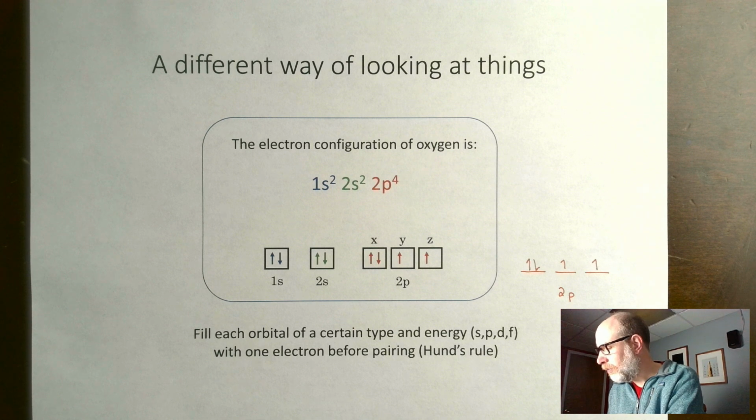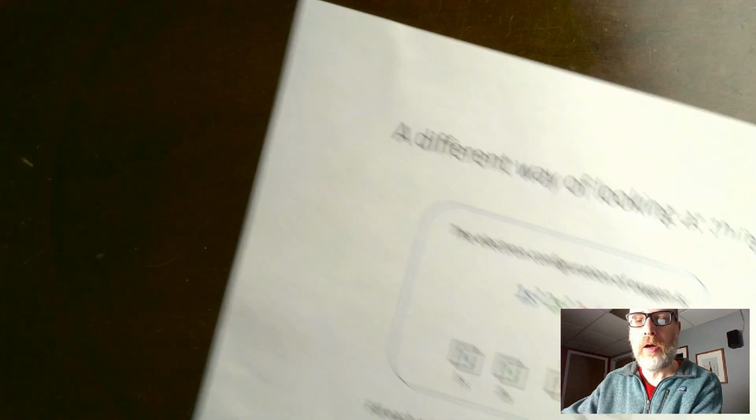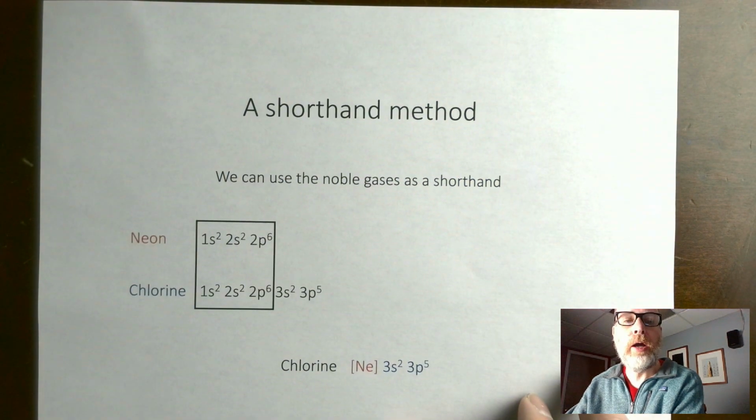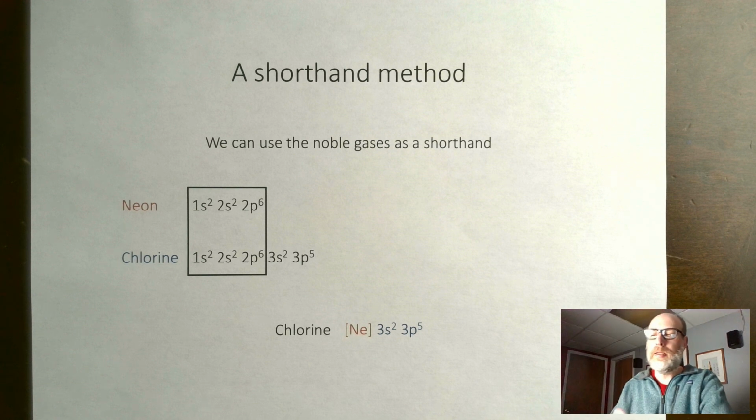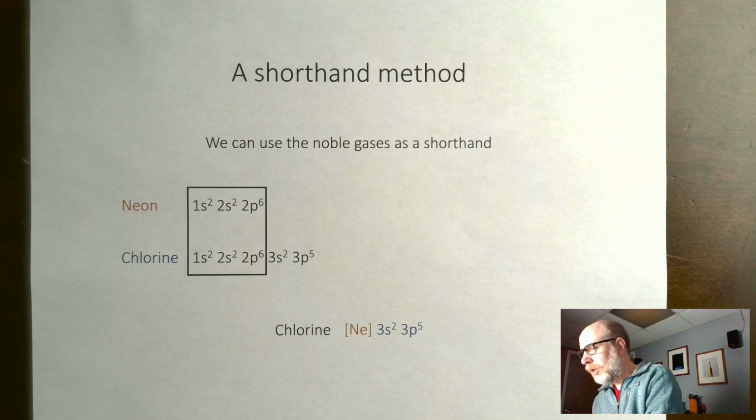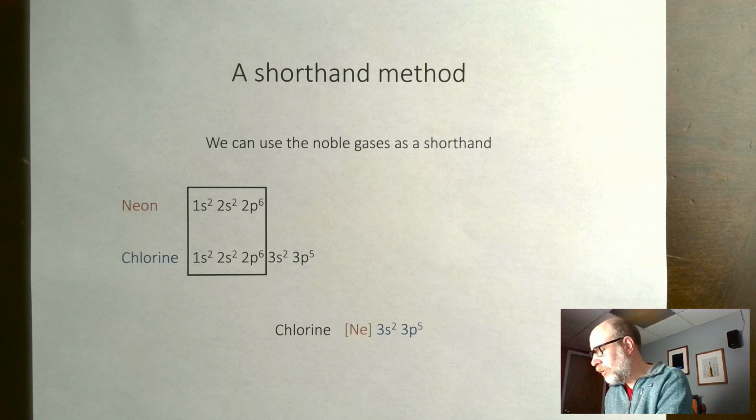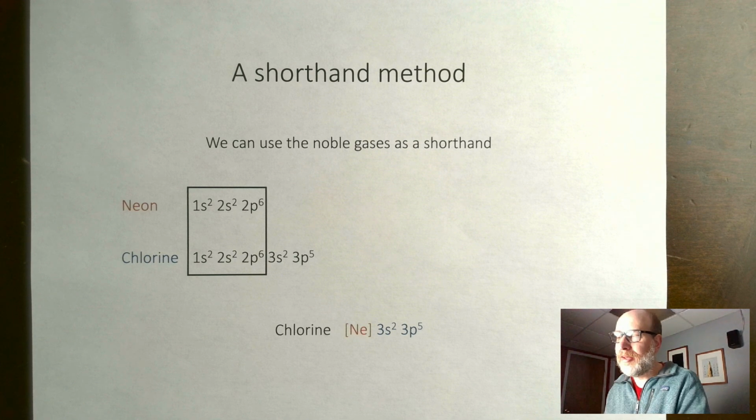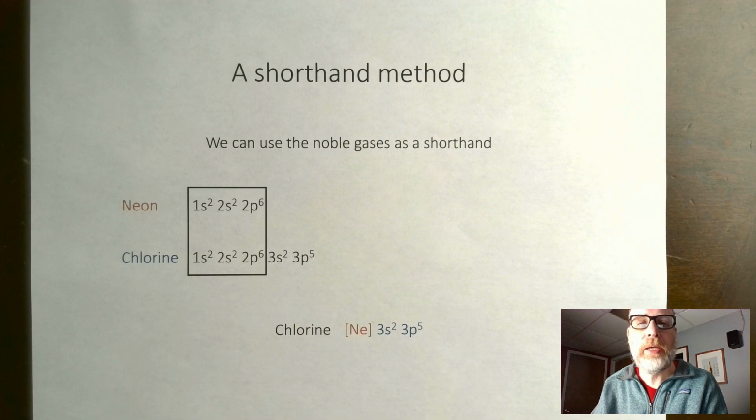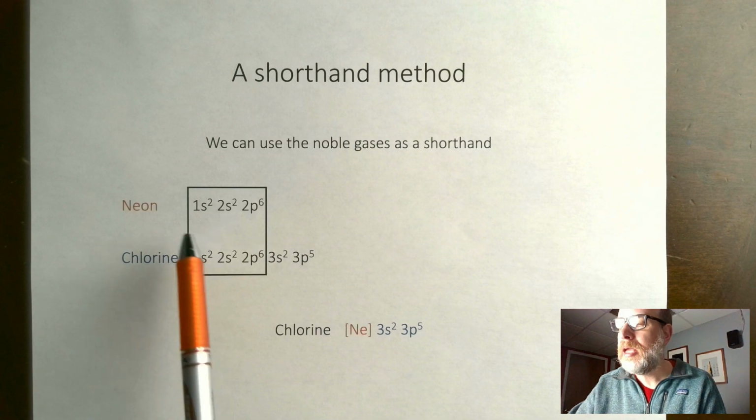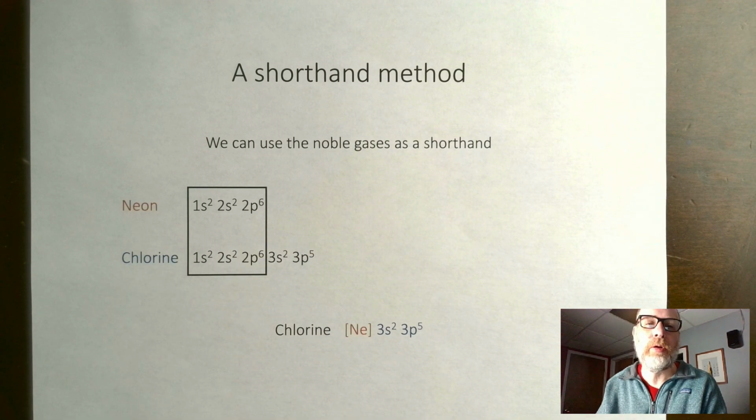You may well know some shortcuts for doing electron configuration. That's perfectly fine. I want to talk about just 2 of those in the remainder of this video lecture. First, I want to talk about neon and chlorine. If we write the electron configuration for neon and chlorine, you'll notice neon is 1s2, 2s2, 2p6. Chlorine is 1s2, 2s2, 2p6, 3s2, 3p5. And you'll notice that part of the neon electron configuration and the chlorine electron configuration are similar.